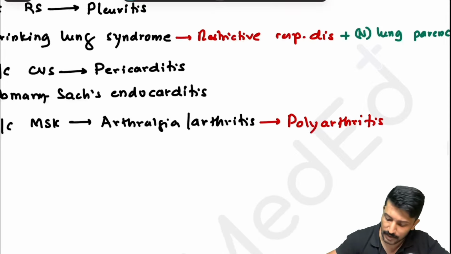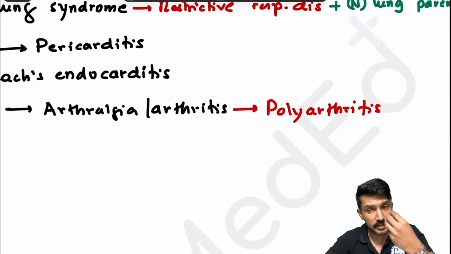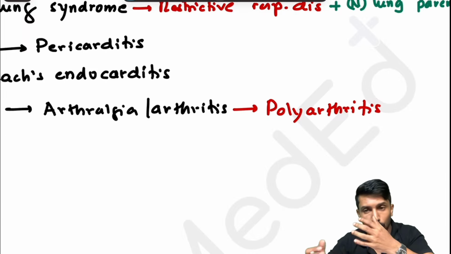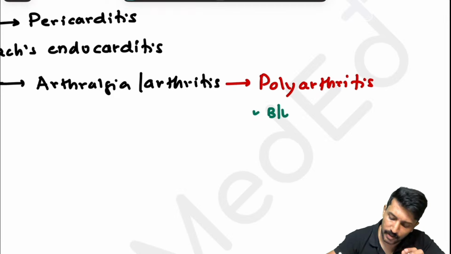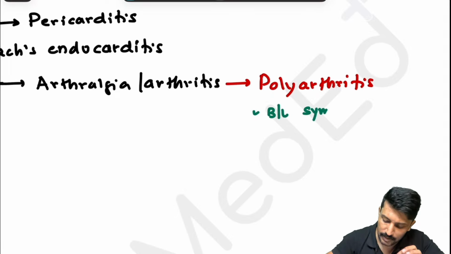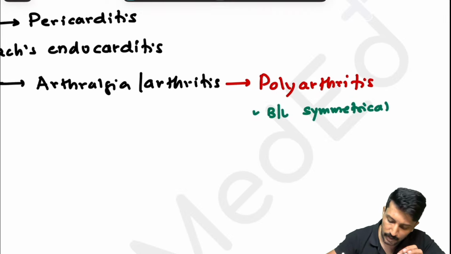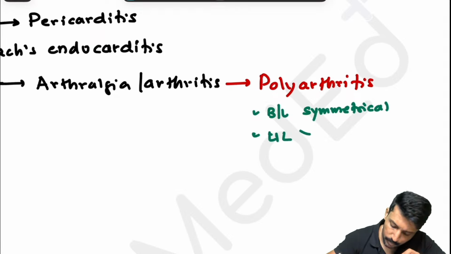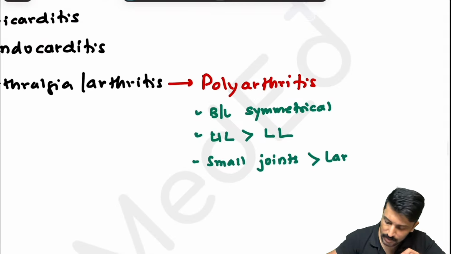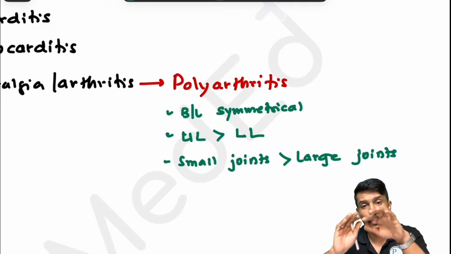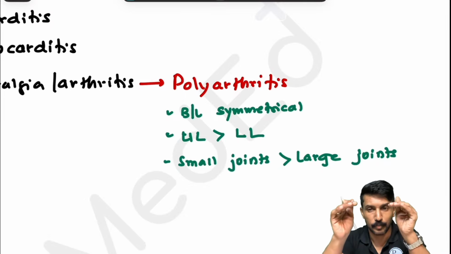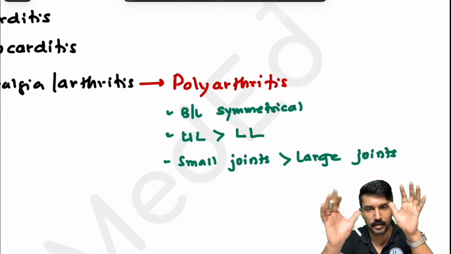And when it is causing polyarthritis, another thing I want you to know is whether it affects upper limb more or lower limb more, small joints more or large joints more, and whether it is bilaterally symmetrical or asymmetrical. So here it is just like rheumatoid arthritis. It is also bilaterally symmetrical polyarthritis. It is affecting upper limb joints more than lower limb joints. This affects small joints of the upper limb more than large joints, just like rheumatoid arthritis. Then what is the difference between rheumatoid arthritis and this? It is also small joints of the hands and feet, upper limb more than lower limb, symmetrical, RA also symmetrical.